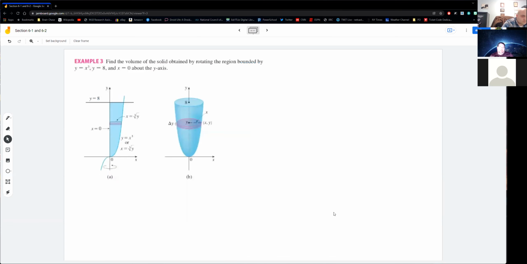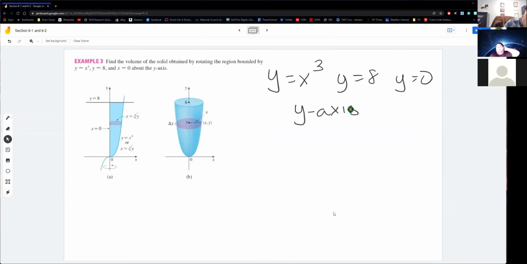All right. So this one, they gave us the equation y equals x to the third. And we're looking from y equals 0 to y equals 8, and x equals 0 to x equals 2, and we're rotating this one around the y-axis. Now that's important because if we're rotating around the y-axis, I need my equation in terms of y, not in terms of x.